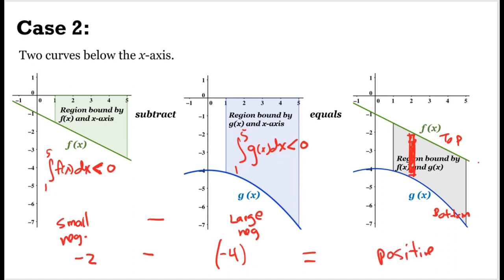So when we have the area between two curves and both are below the x-axis, the top curve will give us a smaller definite integral that is negative, and the bottom curve will give us a larger negative value from the definite integral. And when we subtract that larger negative, it becomes addition and turns everything into a positive.